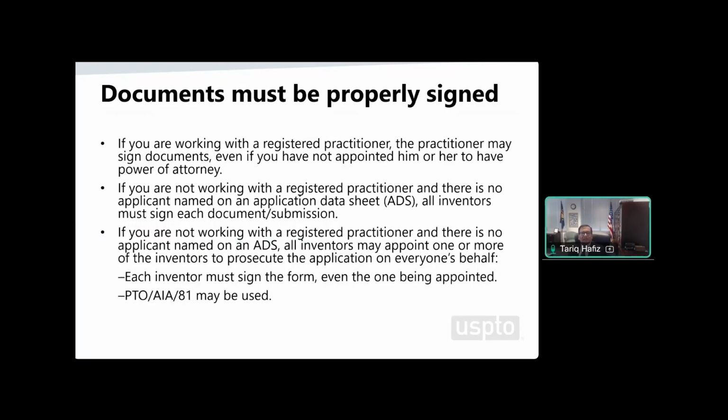All right, documents that must be properly signed. Let's talk about attorneys and signatures. First, if you have an attorney who is indicated as your representative in the ADS, we assume you have given that representative power of attorney, even if you do not sign a separate power of attorney form. If you have an attorney, that attorney can sign for all documents. If there are multiple inventors and no attorney, it gets a little more complicated. In that case, each inventor needs to sign the ADS. You can consolidate that if you assign one person to be the applicant.